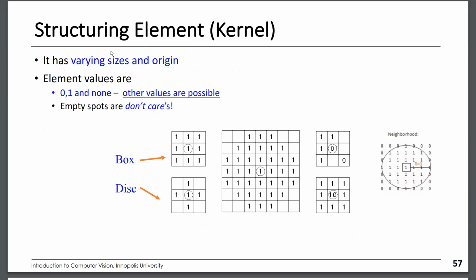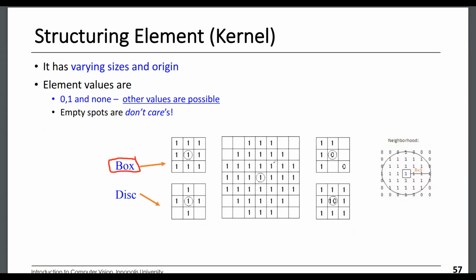So first we can speak about the structuring element kernel. It has varying sizes and origins. Element values are 0s, 1, and none for other possible values. Empty spots are don't cares. So this is what a box typically looks like.